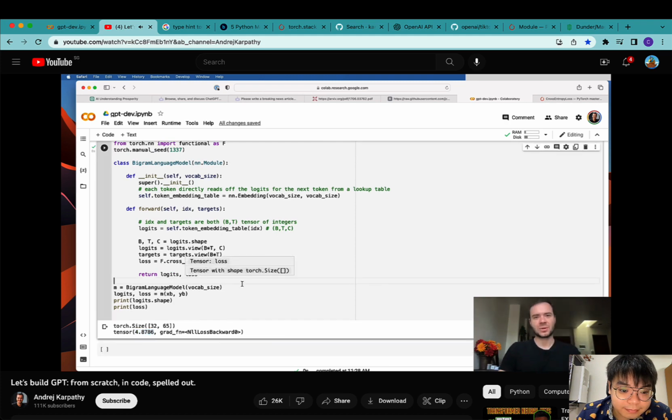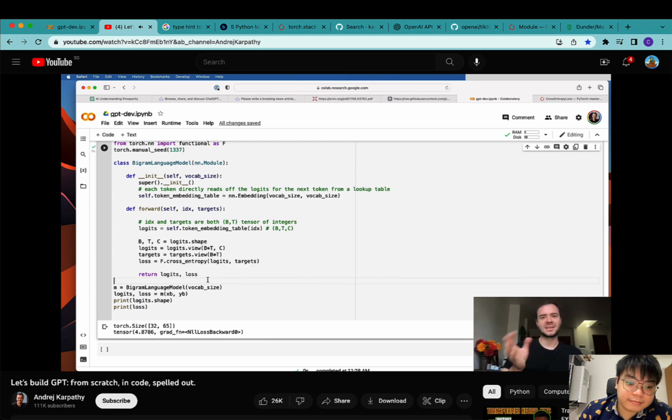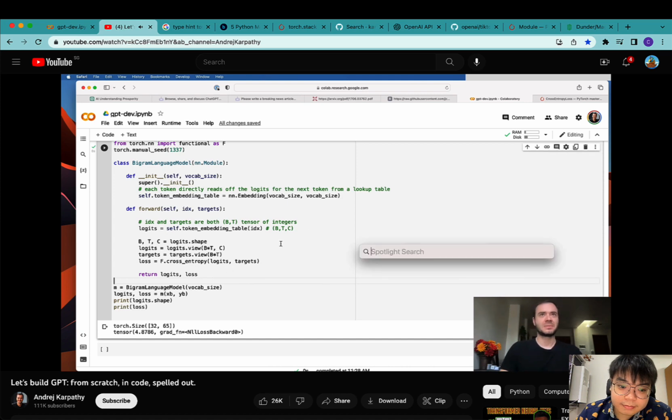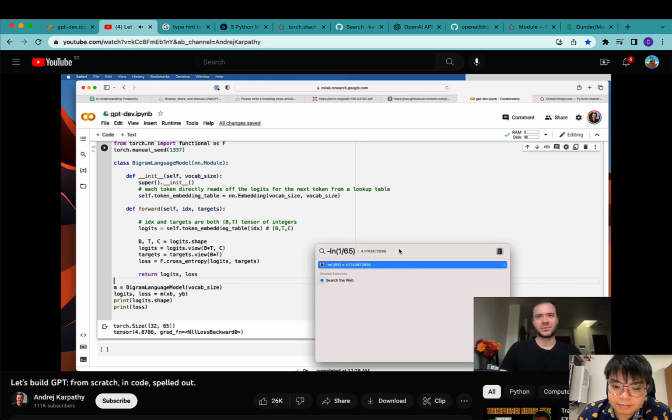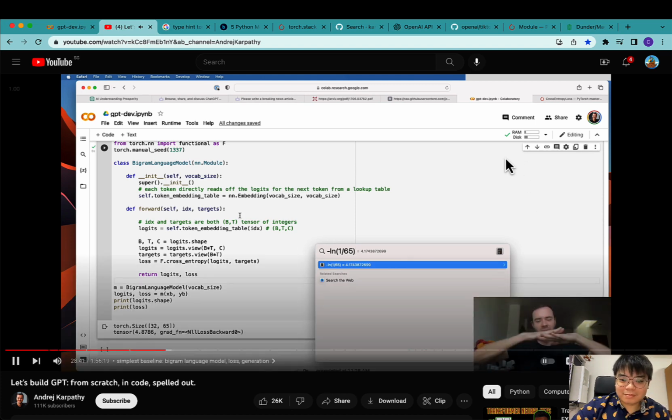Now, because we have 65 possible vocabulary elements, we can actually guess at what the loss should be. In particular, we covered negative log likelihood in a lot of detail. We are expecting ln of 1 over 65 and negative of that. So we're expecting the loss to be about 4.117, but we're getting 4.87. And so that's telling us that the initial predictions are not super diffuse.